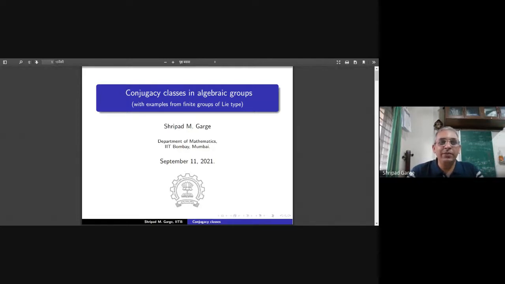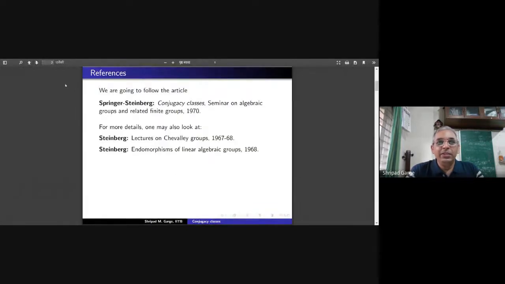If you remember from last time, we are following this very nice article by Springer and Steinberg. The title of the article is Conjugacy Classes, and this is from the proceedings of the seminar on algebraic groups and related finite groups. And I told you last time also that for more details, one may look at these two very nice books by Steinberg. The first one is Lectures on Chevalley Groups, and the second is Endomorphisms of Linear Algebraic Groups.